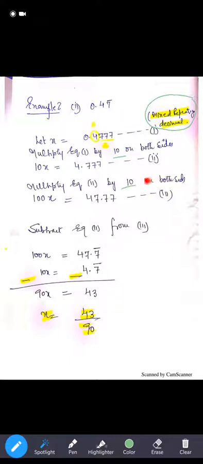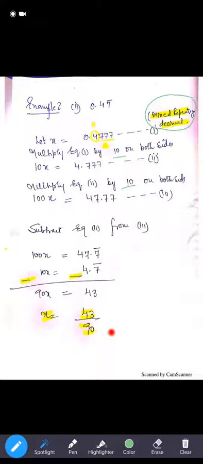Now we have to shift the decimal one more digit because only one digit is repeating here. So again we multiply by 10, and after multiplication we get 100x is equal to 47.77 and so on. Now to eliminate the repeating digit, we subtract equation 2 from equation 3. On subtraction, left hand side from left hand side and right hand side from right hand side, we get 90x is equal to 43, or x is equal to 43 upon 90. Clear? If you divide it, you will get the same decimal expression.